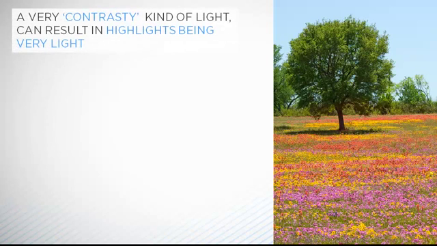When the sun is shining from a clear blue sky, the light will be hard and directional. Areas lit by the sun will be bright and vivid, while shadow areas can appear dark, almost black. This is a very contrasty kind of light, and in a photograph it can sometimes result in highlights being very light, almost burnt out, and shadow areas being dark and blocked up if the contrast range is too great for the camera to cope with. The human eye and brain is much better at coping with contrast and seeing detail in both highlights and shadows than a camera sensor is.